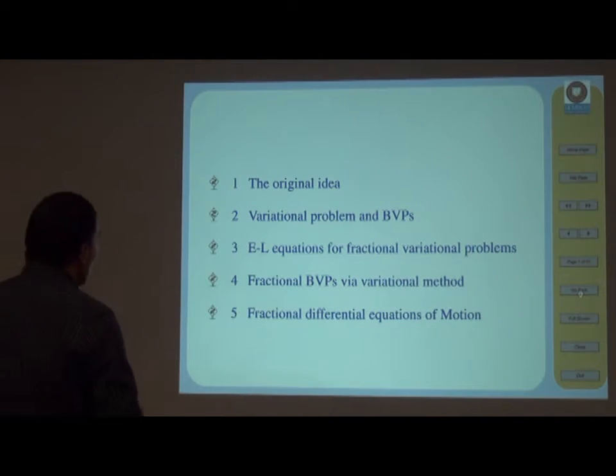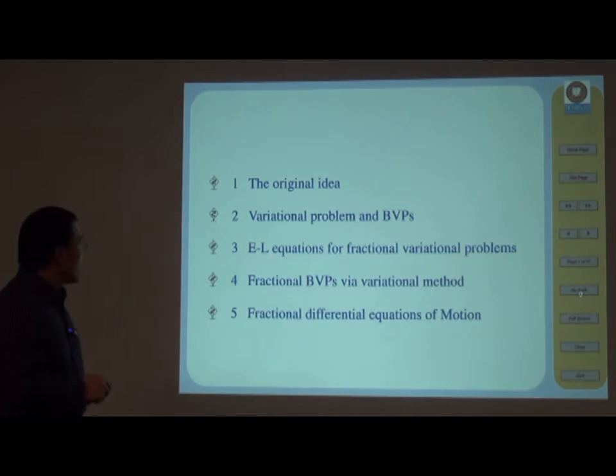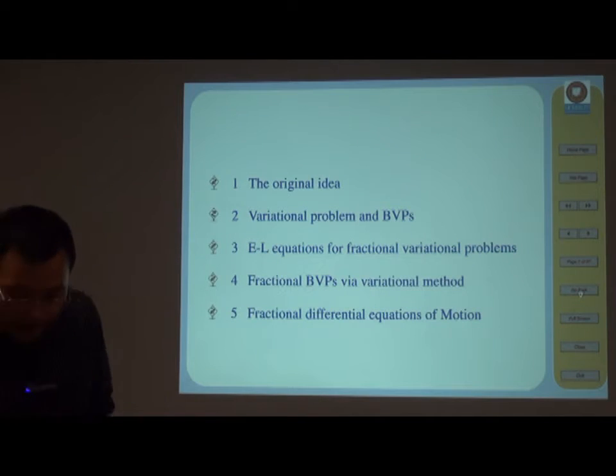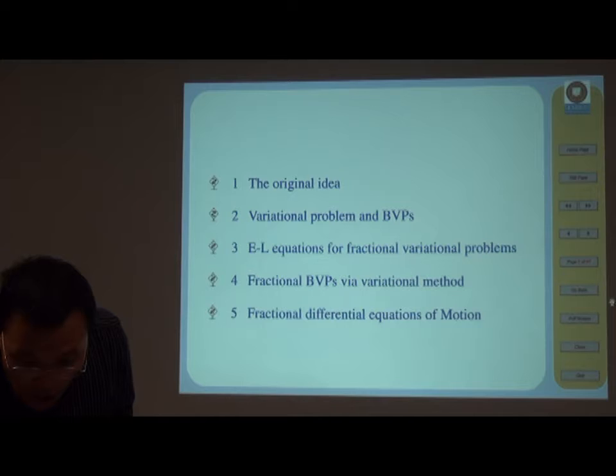And in section 3, we give the Euler-Lagrange equations for fractional variational problems. In this section, we give this form.